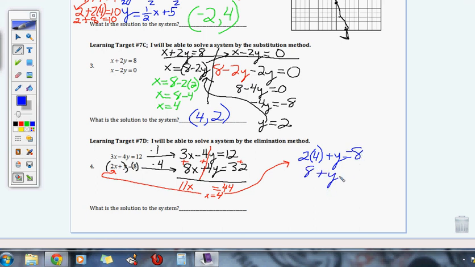8 plus something is equal to 8. I hope you can see that y is going to be equal to 0. So what's the answer to this problem? It is 4, 0. And we got that by the elimination method. If any of this didn't make sense on this first page, go back, rewatch it, watch it over and over again. Hopefully it'll make sense.